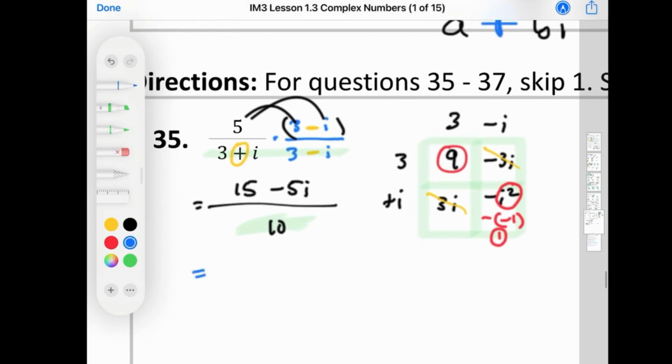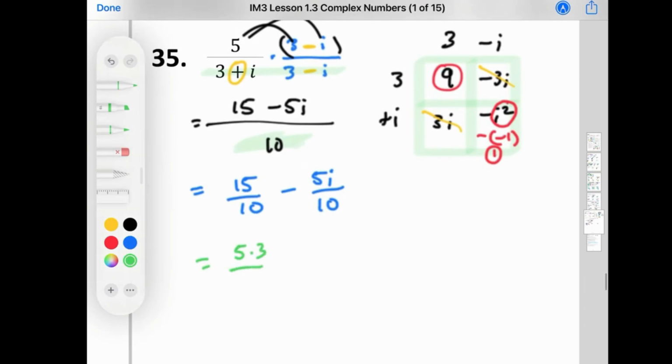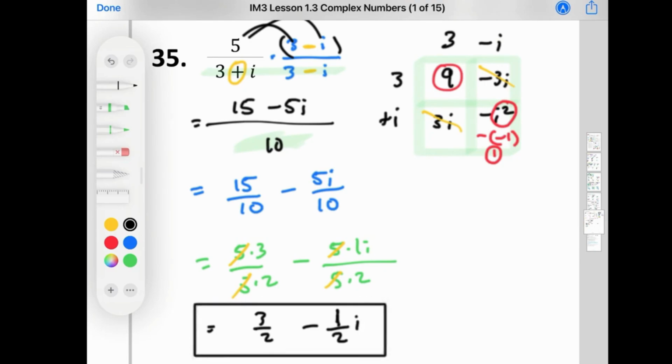All right, they both have a denominator of 10. And in this problem, you can simplify. So 5 times 3, 5 times 2, 5 times 1 times i, and I'll show you why I did that, and then 5 times 2. And you'll see that 5 divided by 5 is 1. Same thing over here. So you're left with 3 halves minus i, or 1 half i is fine, or you can do i over 2. And that's our answer.